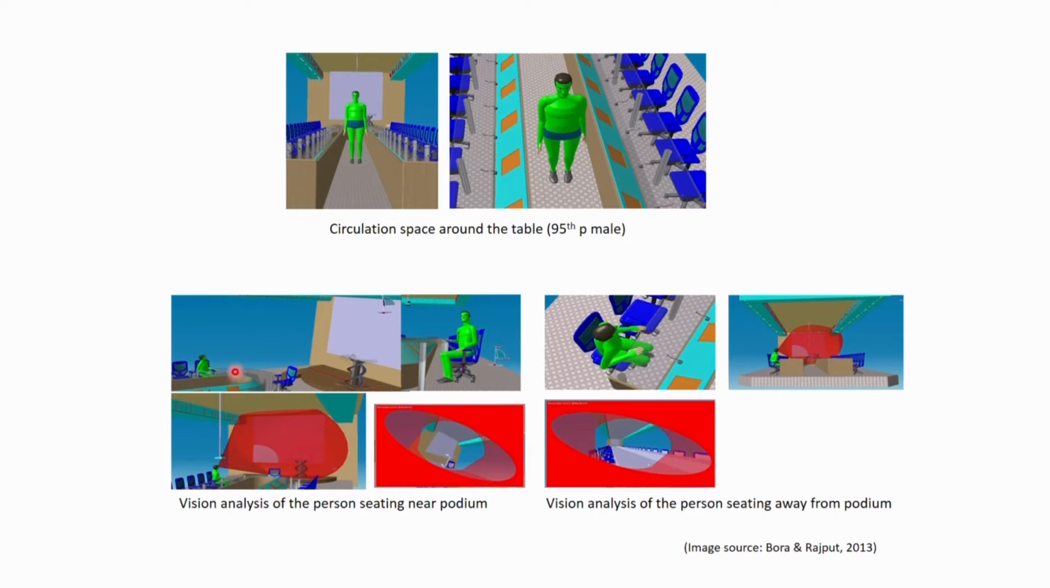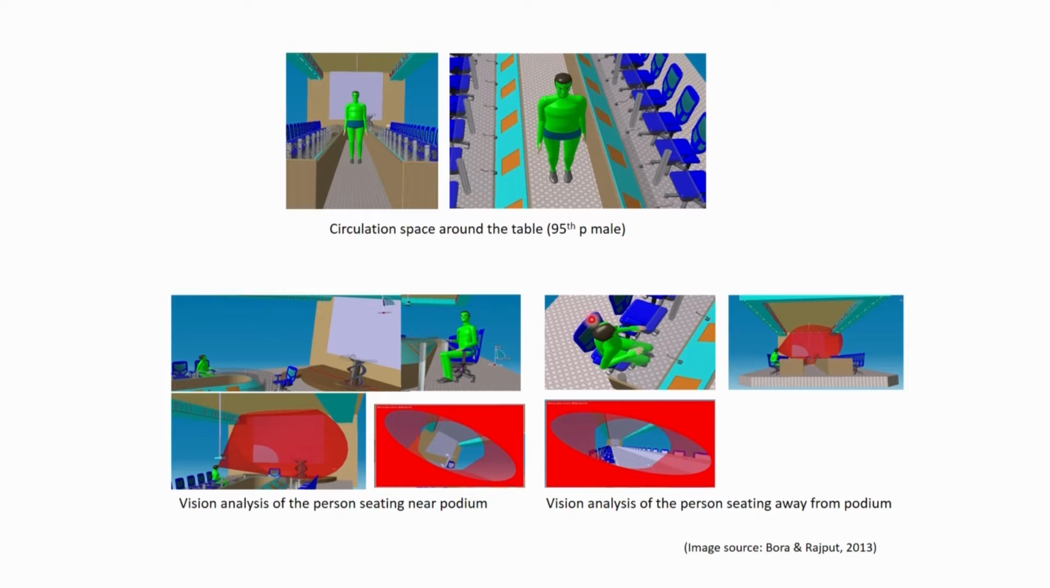Now from this image, it is visible that the person who is seated nearby the podium, while he is looking at the main screen or main display, this is that person and this is the binocular field of view. So it is completely covered. Within his binocular field of view, the board or screen is coming, and this is shown through eye view windows, how much the visibility is.